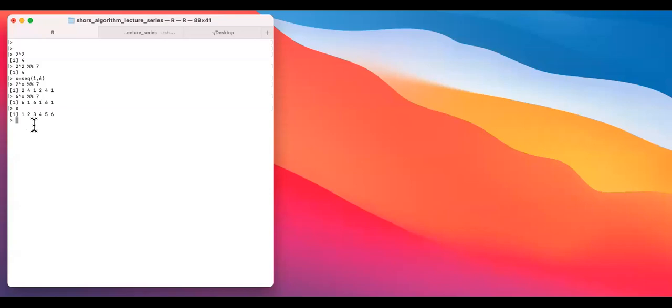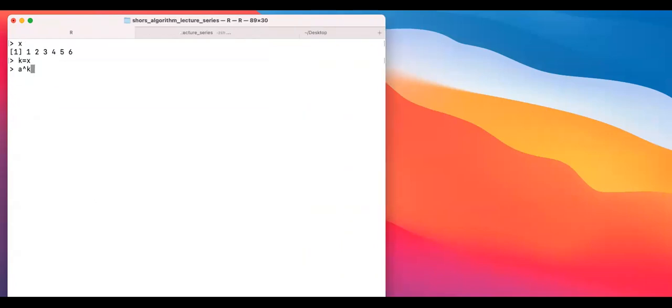We have 6 raised to the x, where x is equal to this. So that our notation is consistent, let me just say that k is equal to x, so that a raised to the k. I hope you can see this. If not, I will try to make it bigger. So a to the k percent, or modulo 7.